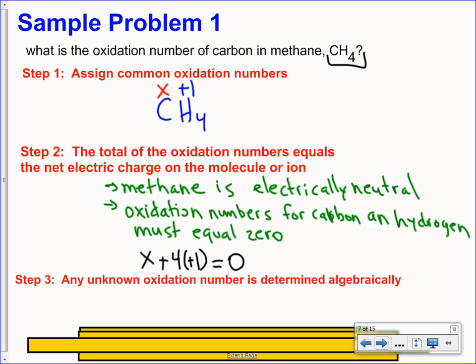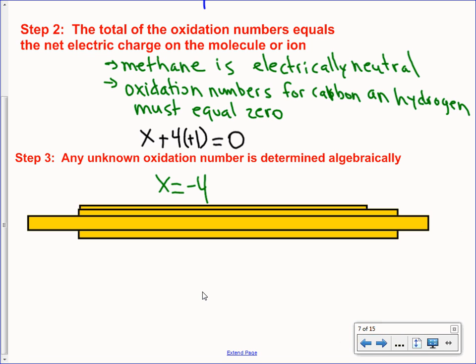And the last thing that we're going to do is we can use some algebra now to determine the oxidation number of carbon. So in this case, when we solve for x, we will get x equaling -4. Indicating that the oxidation number for carbon is going to be -4. So in this case, with CH4, the oxidation number for hydrogen is going to be +1. For carbon, it is going to be -4.